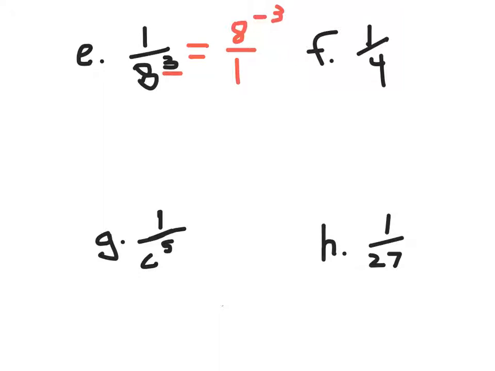Okay, so moving on to F, where you've got 1/4, you're still asked to write this without an exponent that is negative 1. So we first need to convert this so that this 4 has a base and an exponent that's not 1. So we know that 2 times 2 equals 4, or 2 squared equals 4. So we could write this, before we convert it to a negative exponent, as 1 over 2 squared.